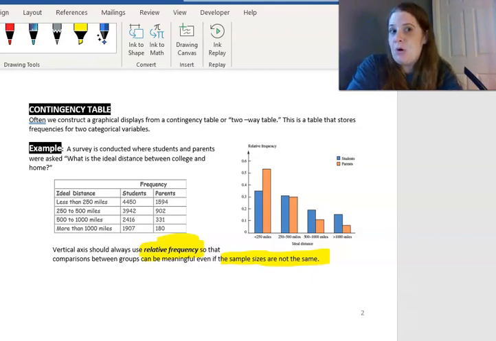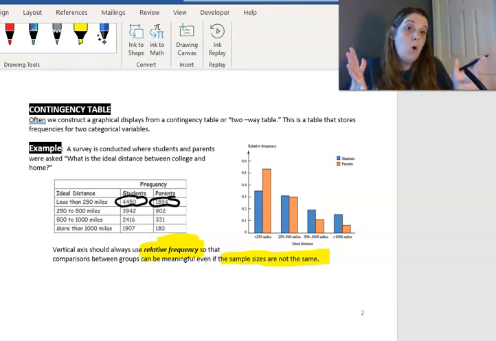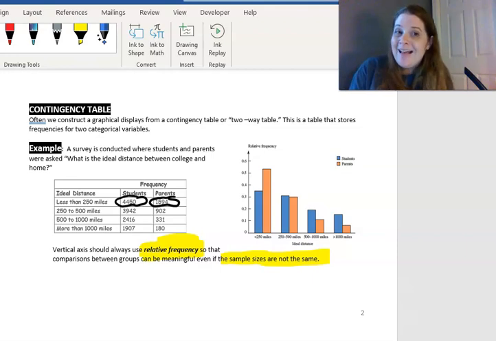One thing, you were looking at these raw numbers. So again, with this idea of sample size, the question was, what's the ideal distance between college and home? If you look at just the raw numbers, the people that said less than 250 miles, meaning pretty close to home, there's over 4,000 students, and for parents, there's like 1,594. So the issue is this looks like a lot more students said close to home than parents. And in reality, there were a lot more students that answered that. But that really isn't the story that's going on here.